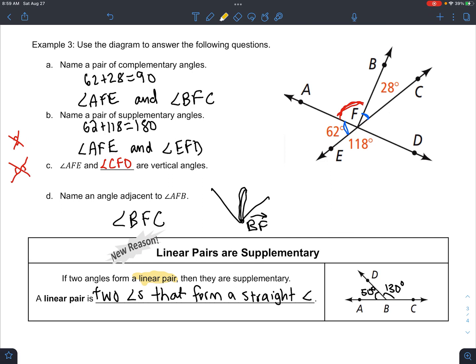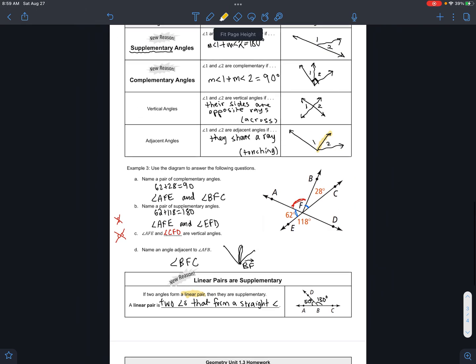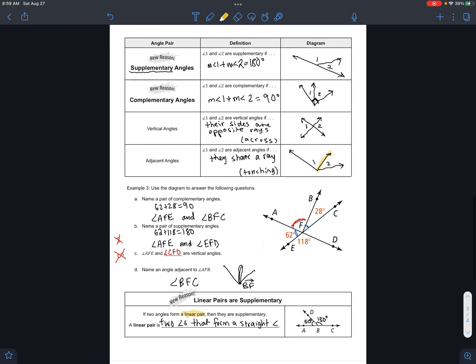So this is our last reason. So I think there's 6 reasons in these notes. So there's a lot of vocabulary here.